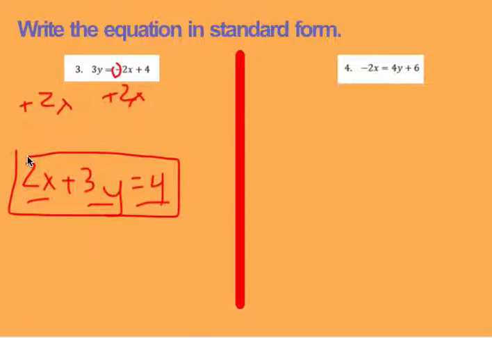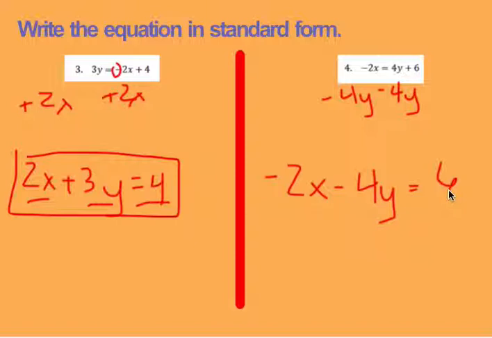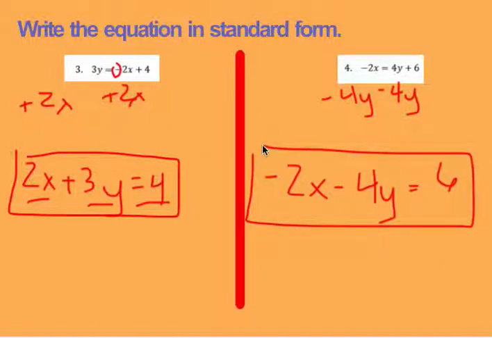Now taking a look at number 4, I need to get that 4y on the same side as the x. So I see that it is a positive 4y. So in order for me to get it over to the other side, I need to subtract 4y from both sides. So I get negative 2x minus 4y is equal to 6. And that is my final answer right there. I have my x's and y's on the same side.